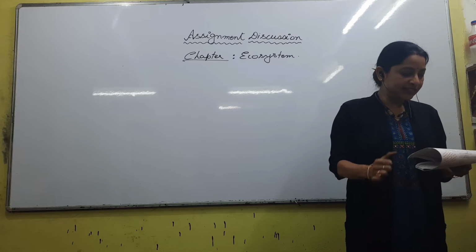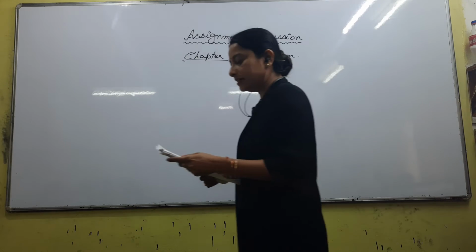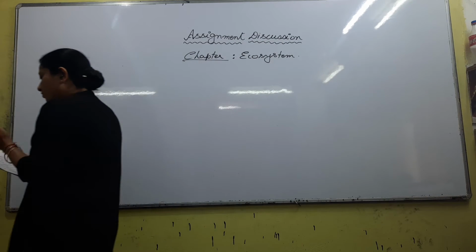39. A food chain starts from photosynthetic organisms. 40. Source of energy: sunlight. 41.